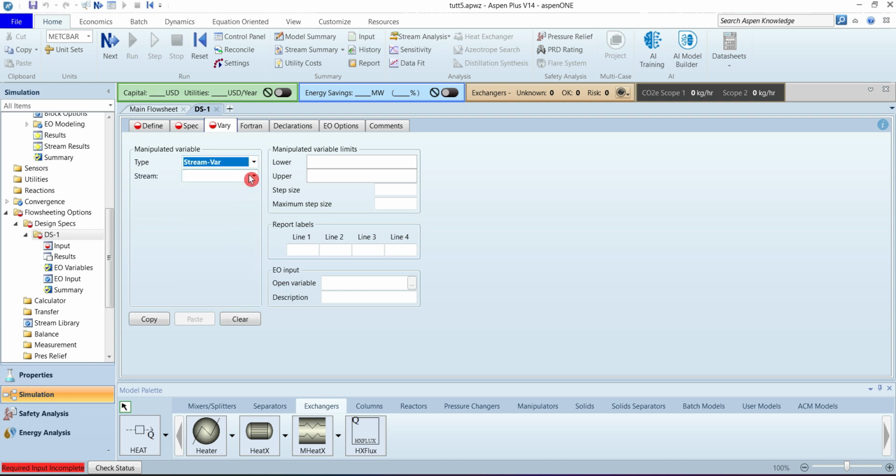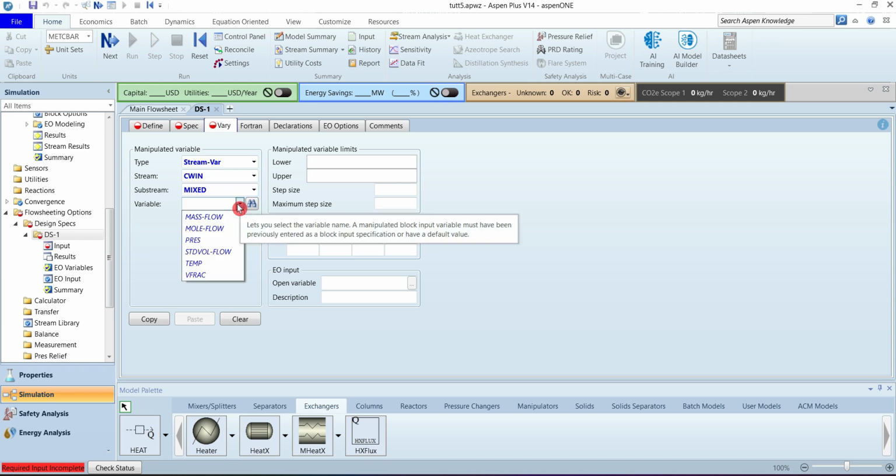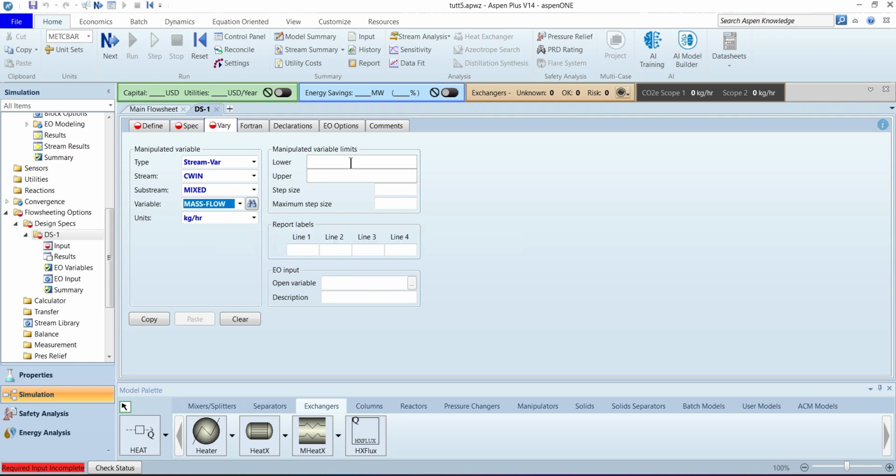And then we need to specify which stream we are talking about. We are talking about the manipulation of the cooling water inlet stream, so that should be CW in. And the variable is the mass flow rate. And then we also need to give a lower limit and an upper limit where we can vary the stream variable.